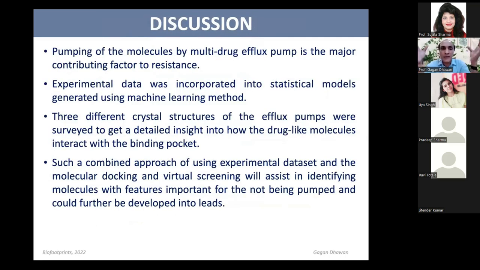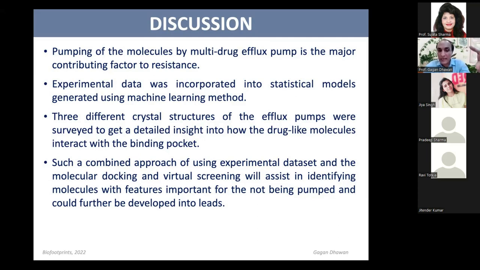So now you can say that out of all the data we got, pumping of the molecules by multi-drug efflux pump is a major contributing factor to resistance, already a reported and known fact. The experimental data which we got was incorporated into a statistical model. In this case, we have used a naive Bayesian learner, a machine learning method, and three different crystal structures of the efflux pumps were surveyed to get a detailed insight into how the drug molecules interact within the binding pocket.